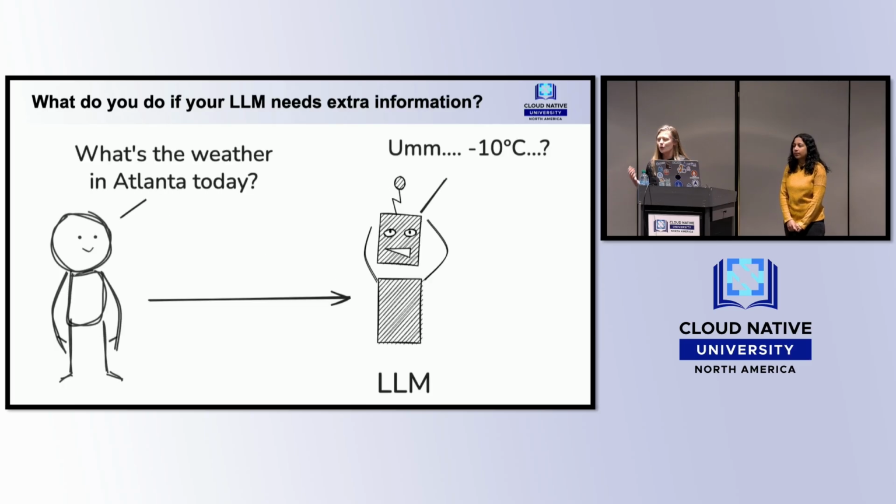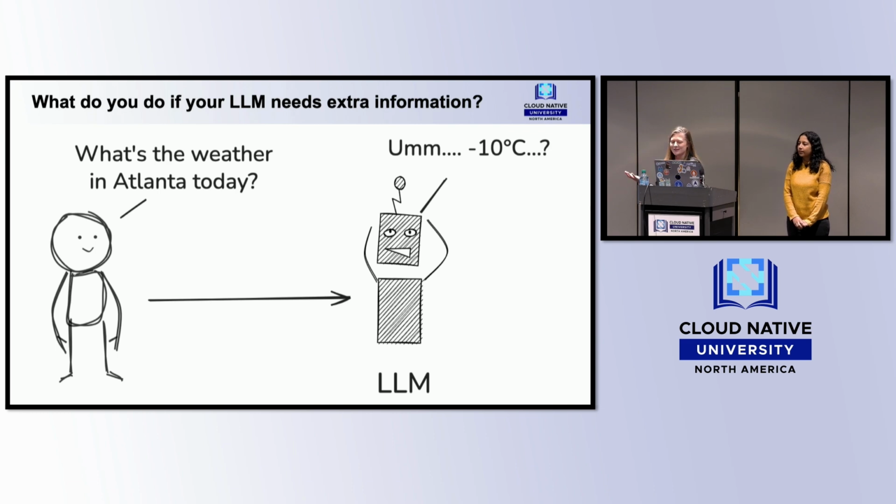But what do you do if your LLM needs extra information? If I ask my LLM, like my ChatGPT, what the weather in Atlanta is today, it doesn't have that information in its training set, so it can hallucinate and give you an answer that doesn't make a lot of sense, even though today was kind of cold, so I don't know.